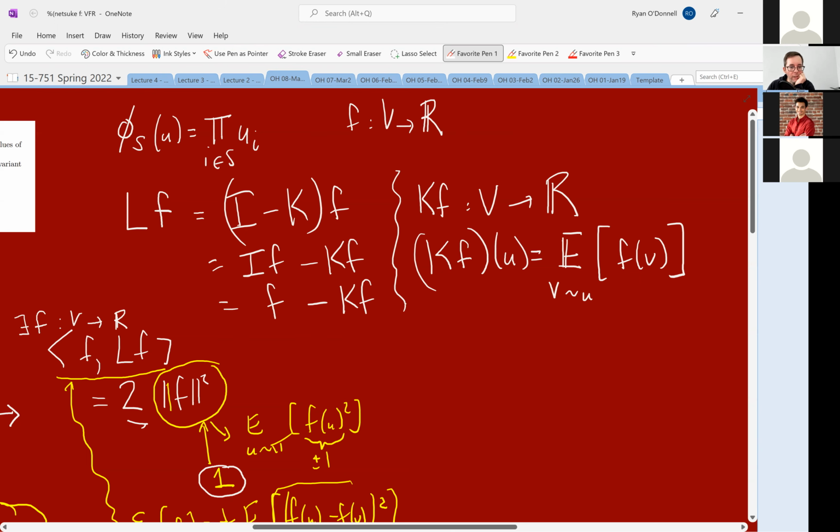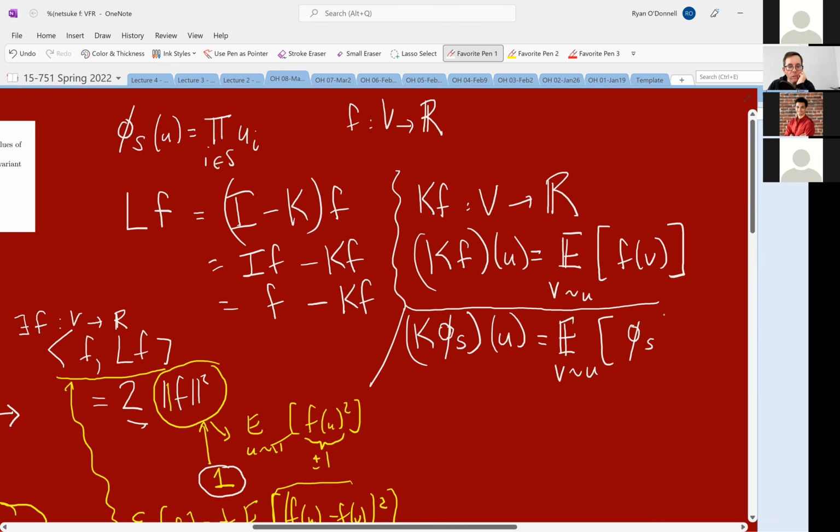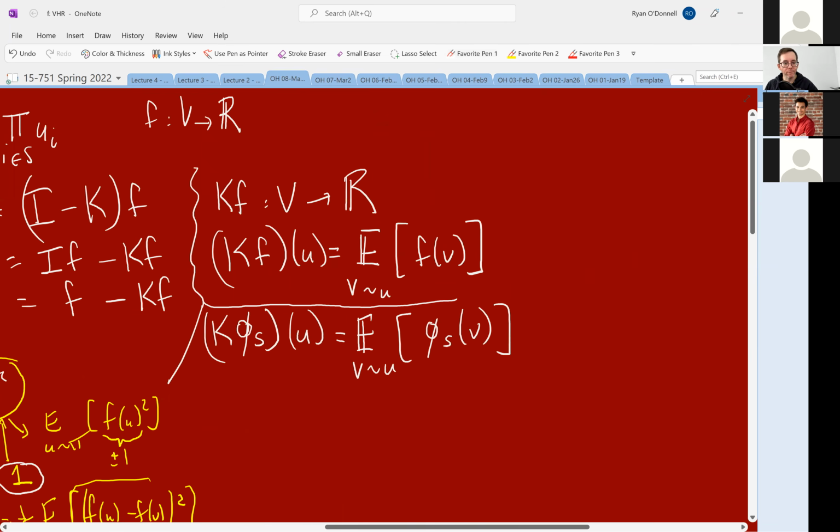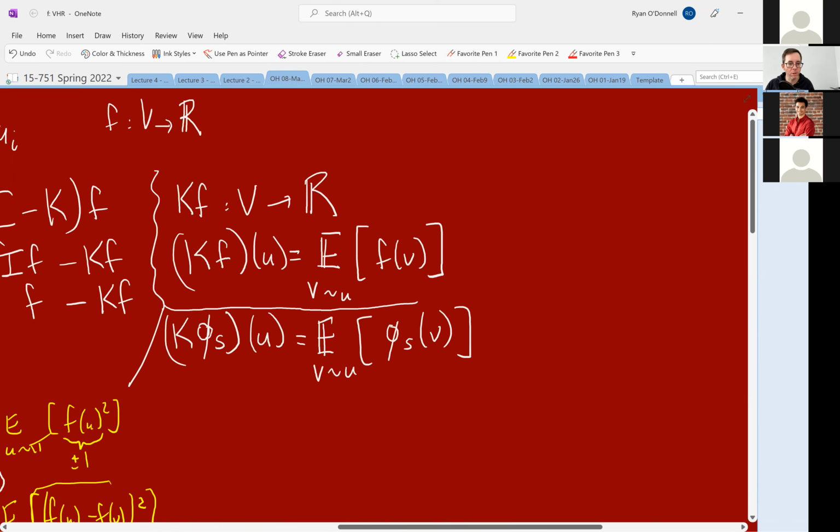Okay, so that's nice. So let's do it for K phi S. Now we have to think a little bit. What is K phi S at vertex U? I could just be like a robot and write down what we know. This is the expected value over V, a neighbor of U, of phi S of V. Let's do an example.